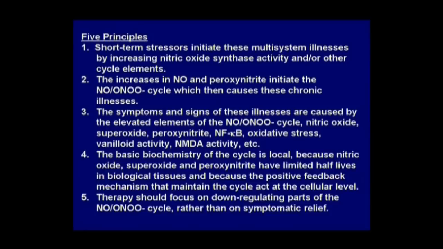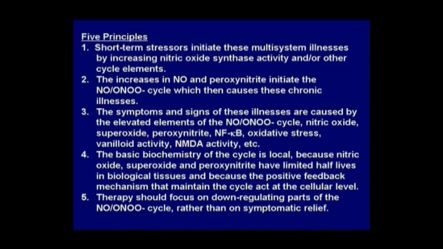Okay, and this increases in nitric oxide and peroxynitrite initiate this cycle, and one of the predictions of that is that each of the cycle elements will be elevated in the chronic phase of illness, and of course that's testable. And in fact, we've got quite a bit of data on that. One of the other predictions is that the symptoms and signs of illness should be caused by elevated elements of the cycle, and those include nitric oxide, superoxide, etc., the cytokines, which I didn't put in here, and so forth. So, there's actually quite a bit of evidence on that, and I'll talk about some of that very briefly.